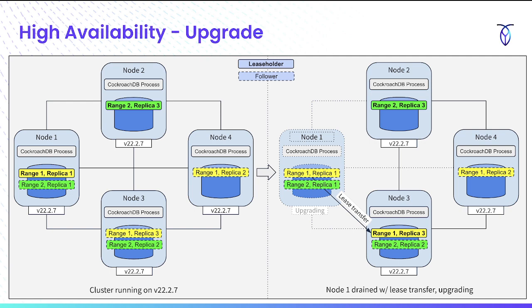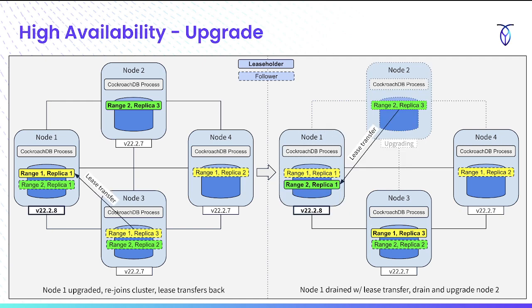And then when the drain is finished, the Cockroach process is shut down, and the binary is replaced with the upgraded version. And then the node is started back up. And when it starts up again, it rejoins the cluster. So on the next slide, on the left side, we can see what happens after node 1 is upgraded and rejoins the cluster. It's now running 22.2.8, and the lease for range 1 is transferred back to the node.